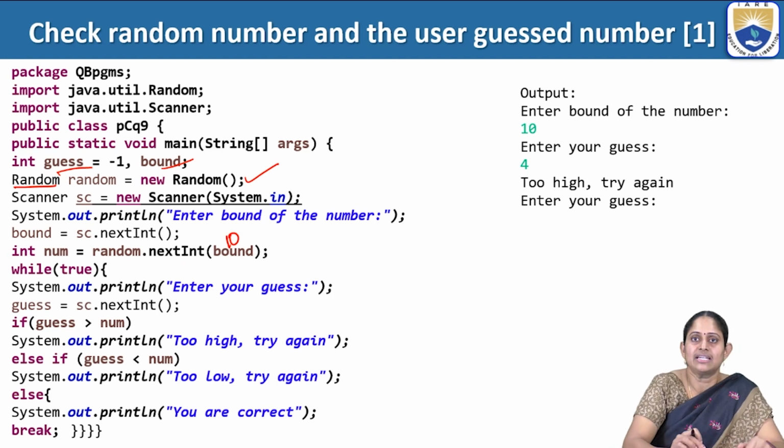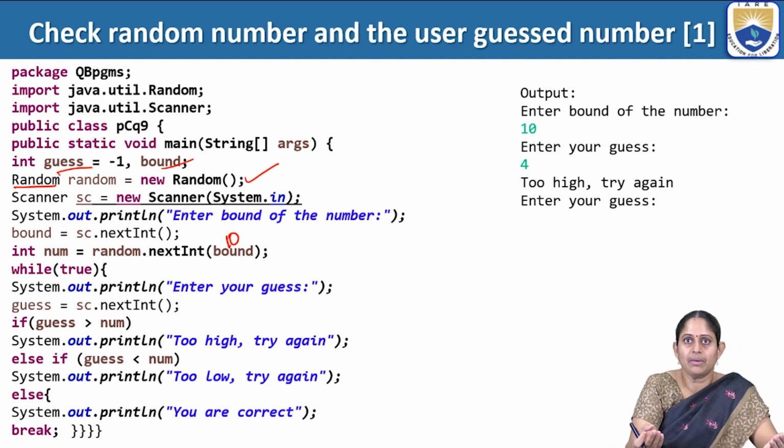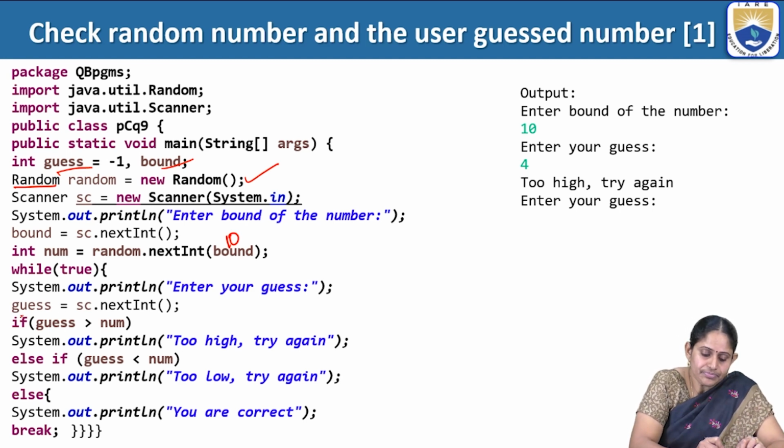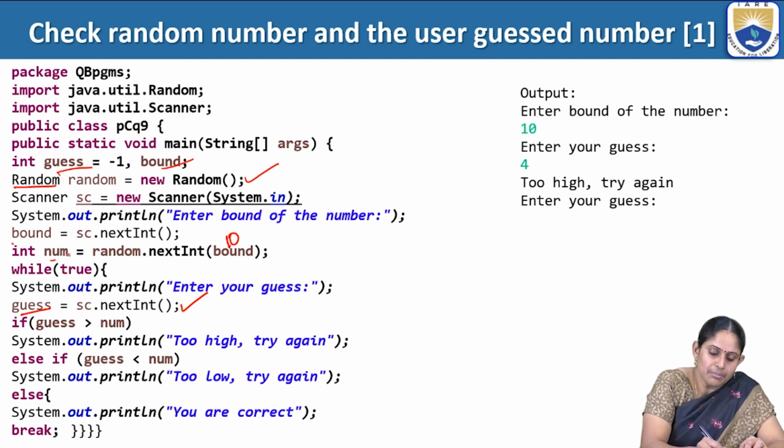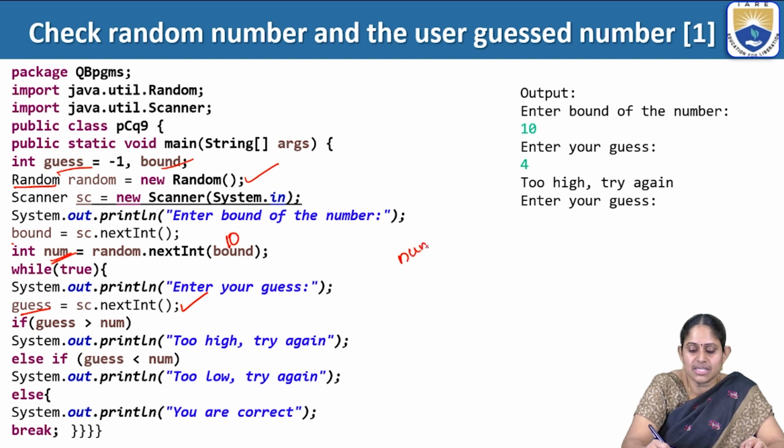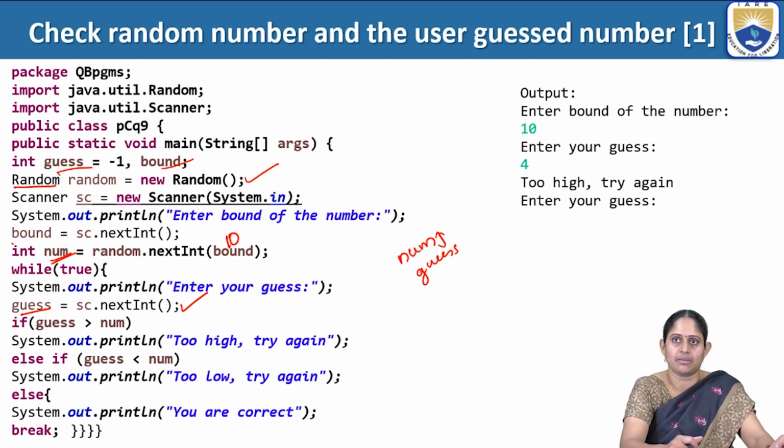This keeps repeating until the random number and your guess are equal. First we have to enter our guess. The user gives some number which is taken into guess, and the system generates some number which will be stored into num. So num is the system generated number and guess is the user generated number. If these two are equal, then only this loop will stop. Until these two numbers are the same, it will keep repeating.